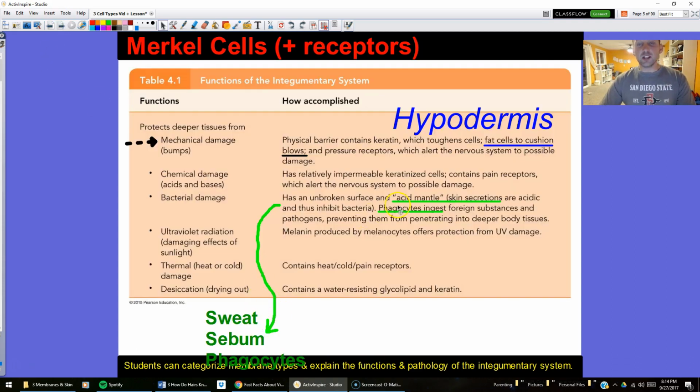Another one, just as review from the other day in class, we talked about acid mantle being sebum and sweat, kills bacteria on the surface. Phagocytes kill bacteria deep down in the reticular layer of the dermis. So those three are responsible for bacterial damage. So those are the only two functions I've really talked about, are those two. We'll cover everything again this lesson.